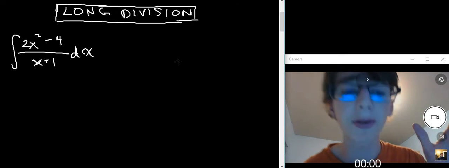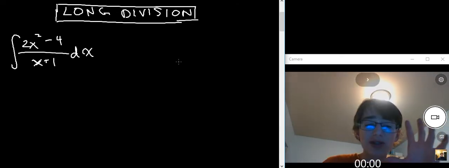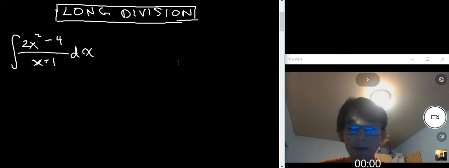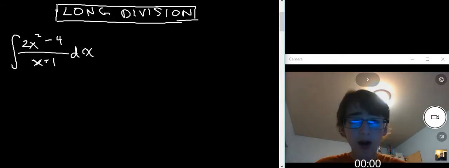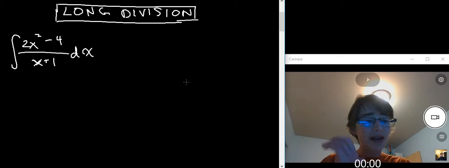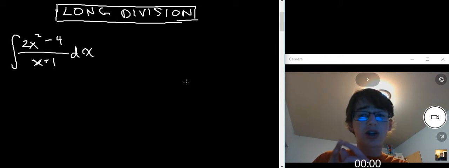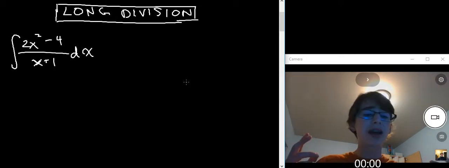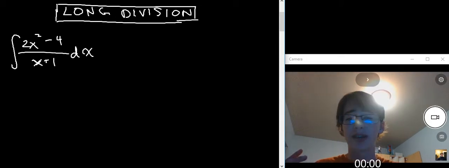What I think the problem is with long division that students get scared about, I don't think it's the math per se or the calculus. I think that they understand the calculus and can do the calculus. I think the hard part for them is maybe A, identifying when they should use long division, and B, just remembering how to do long division in the first place.